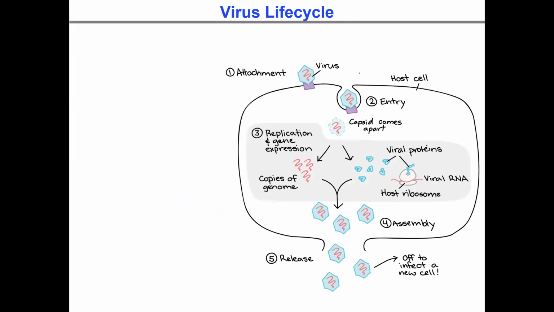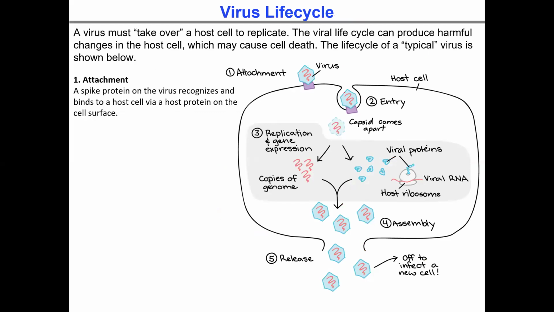So this is what that life cycle is going to look like, and we have about 5 different steps. Viruses, again, must take over a host cell in order to replicate or reproduce. So this is what a typical virus life cycle is going to look like. First things first is going to be that attachment. Remember, that spike protein is going to connect with the host protein in order for it to recognize it. So you can see attachment right here. We have that lock and key.